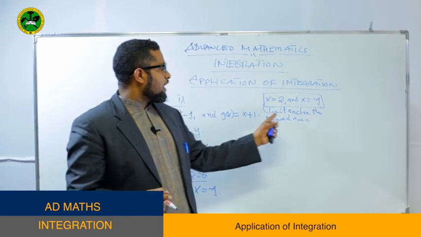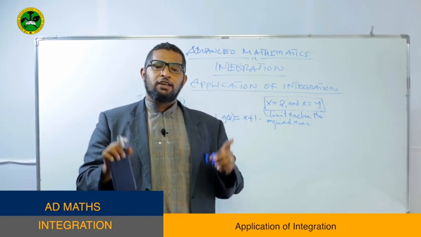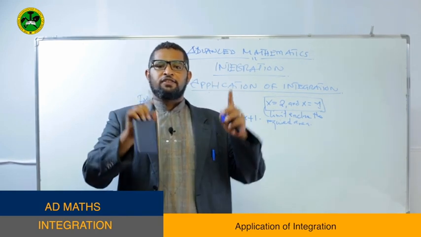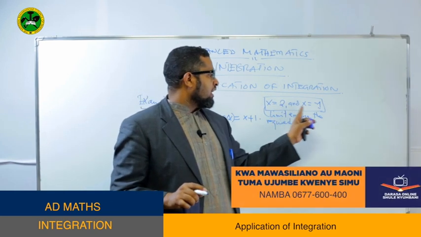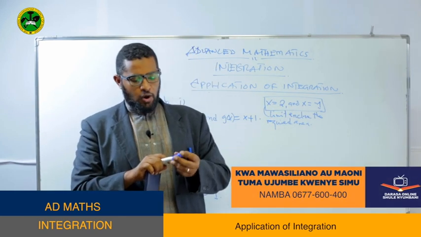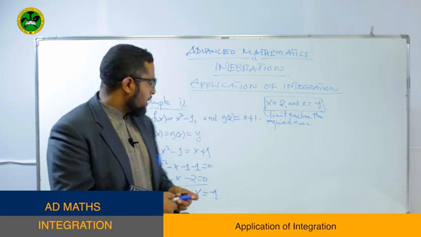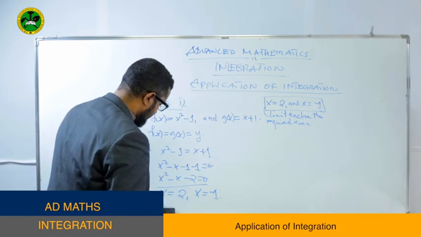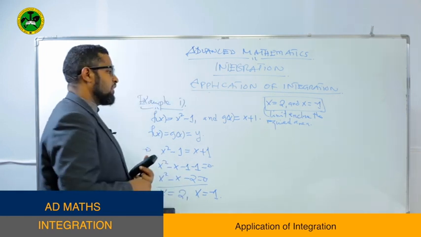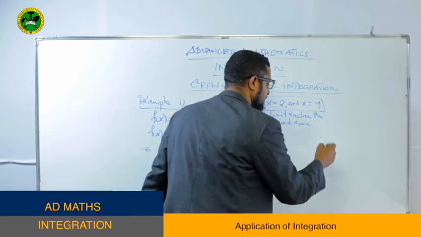After knowing the value or the limit, now let's go and sketch so we can see clearly this area that will be enclosed by 2 and negative 1. But how do you sketch the curve? You are supposed to remember the technique of using a table of values. Now the same, we are going to use a table of values as we have the two functions.